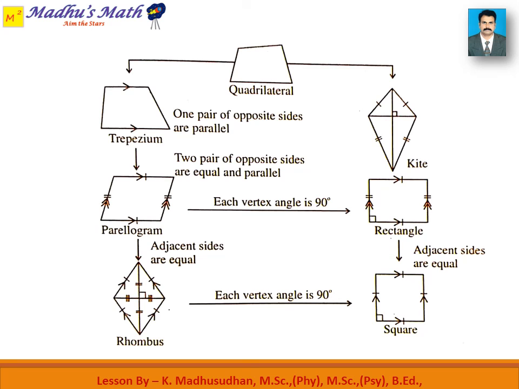Putting together the properties of a rectangle as well as a rhombus, it results in a square, in which each vertex angle is 90 degrees and all sides are equal. So based on these foremost properties of quadrilaterals, we can segregate them into these categories. By learning these properties, we can go for the construction of quadrilaterals.